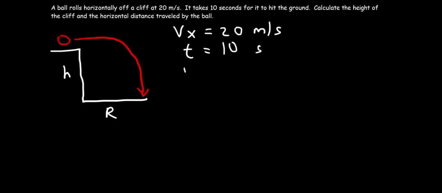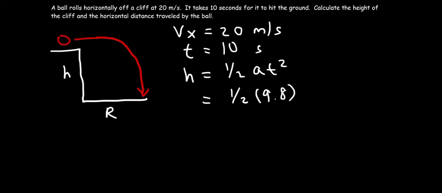To find the height of the cliff, we could simply use this equation. h is equal to 1/2 a t squared. Now a, we can use 9.8. If you use negative 9.8, h is negative, but what it really means is that the vertical displacement is negative because the ball is going down. But for all practical purposes, we want the height to be positive, so let's plug in positive 9.8.